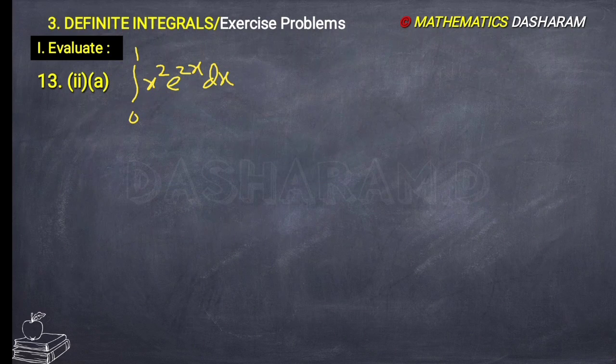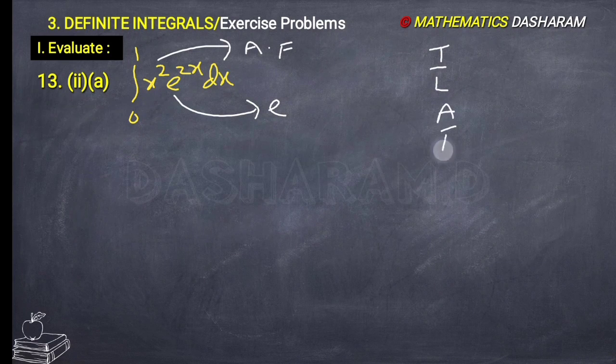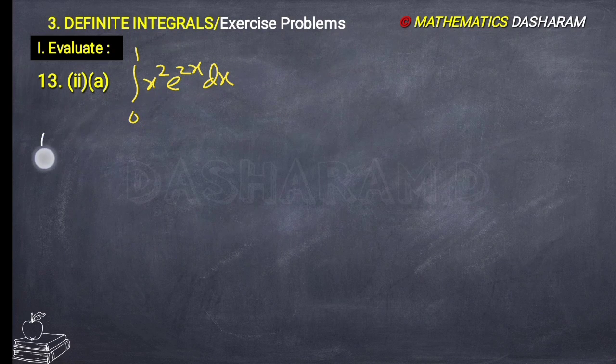Next question: integral 0 to 1 x square into e power 2x dx. Here x square is an algebraic function and e power 2x is an exponential function. So ILATE rule: as per this rule, see here the algebraic function is first, the exponential function is second. So that is why they are in the proper order. So now apply the u into v product rule.